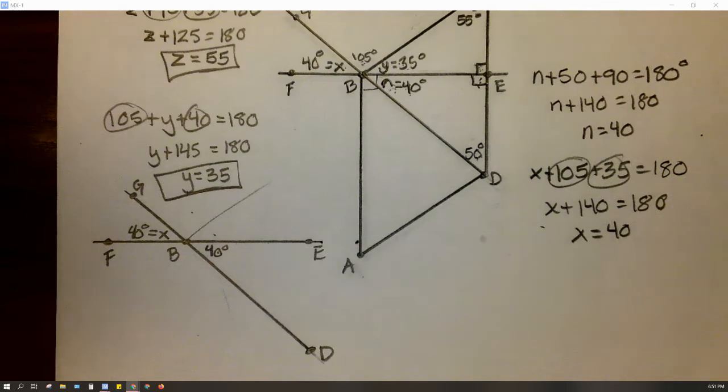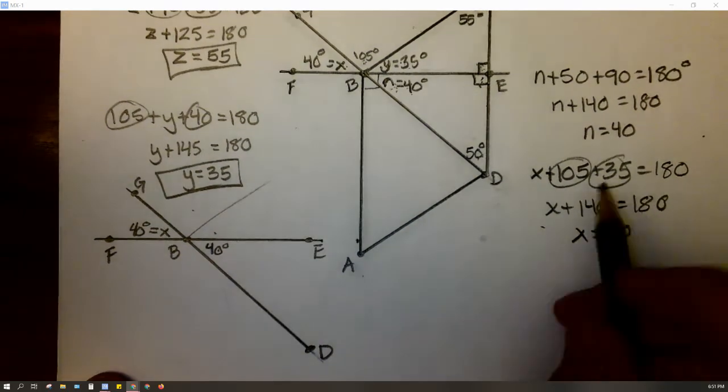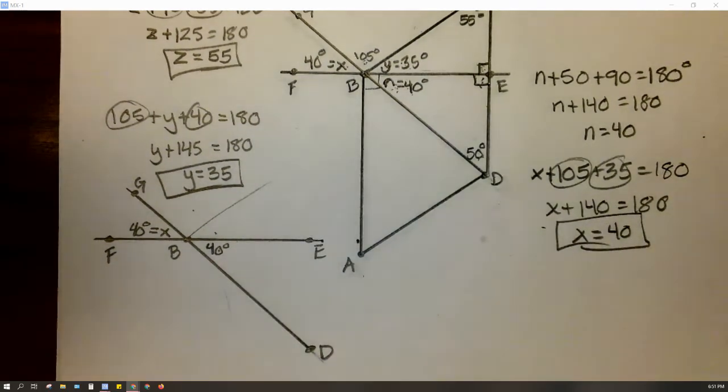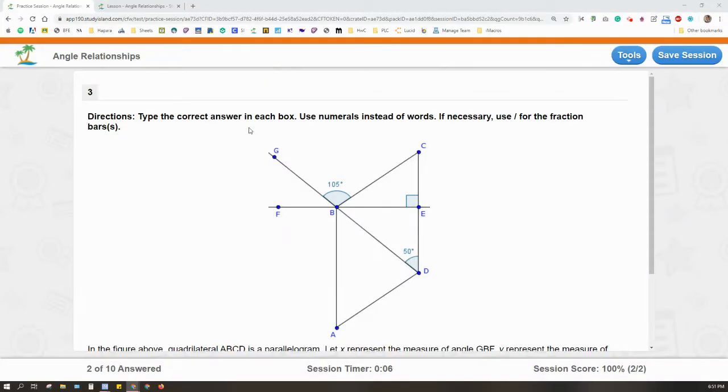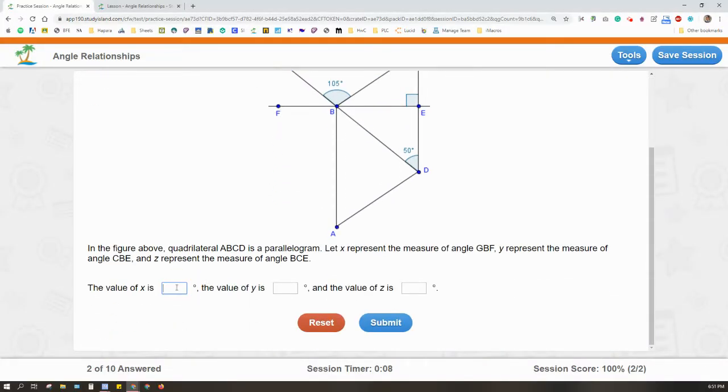So we've got x is 40, y is 35, and z is 55. Let's go ahead and plug those answers in. Here we go. X is 40, y is 35, z is 55.